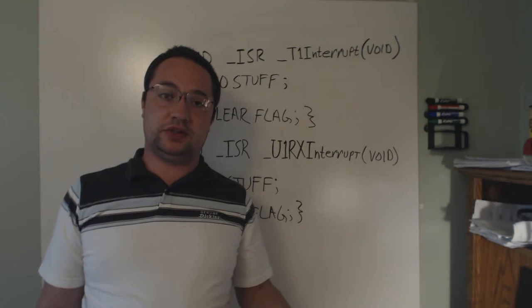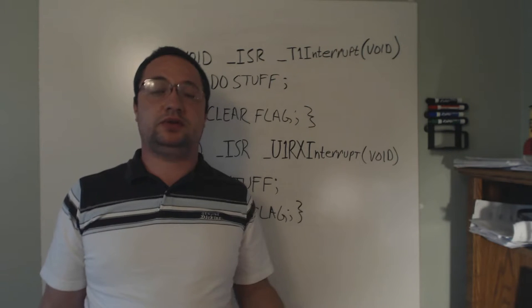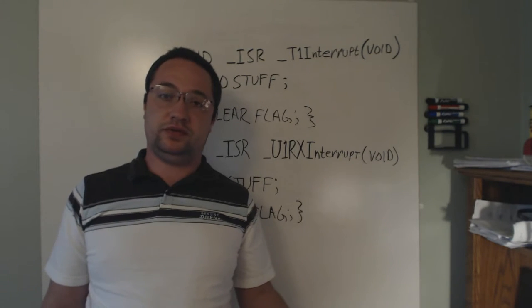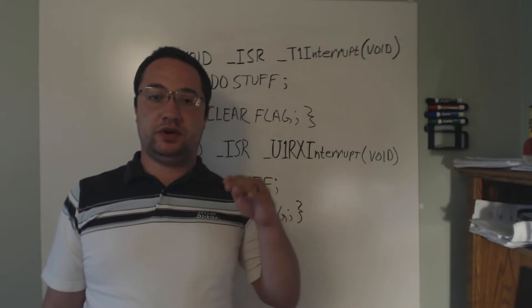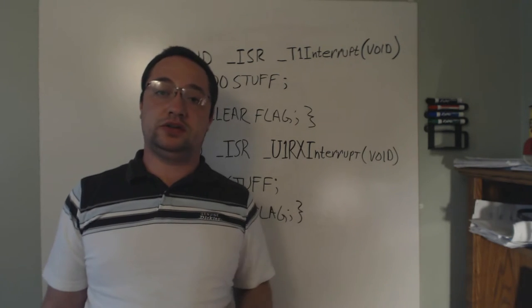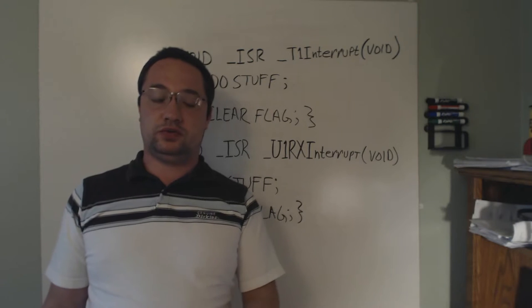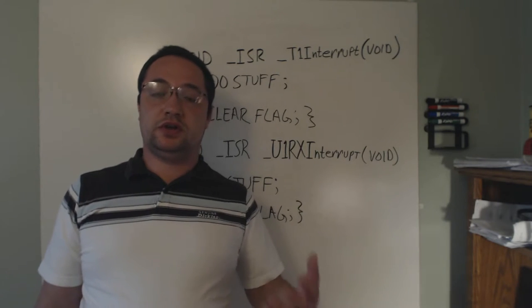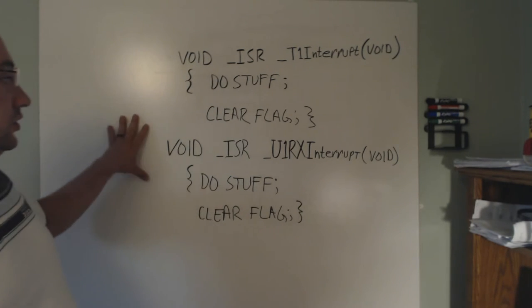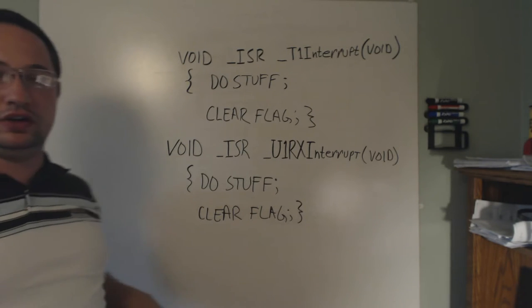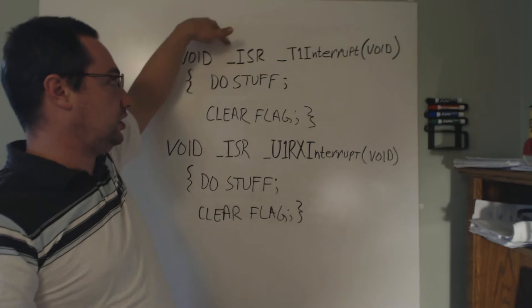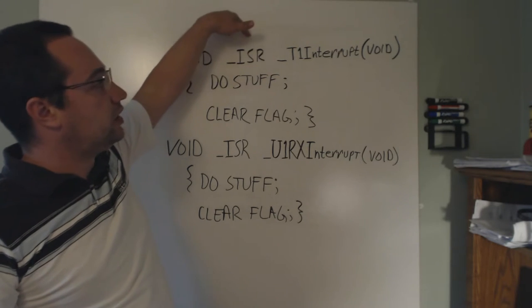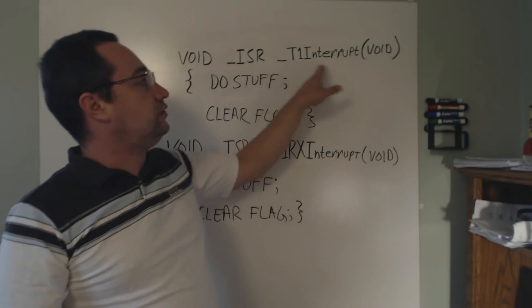As I mentioned previously, the 16-bit PICs support multi-vector interrupts, meaning that there is a separate vector, a separate interrupt service routine, or ISR, that you can call for each one of your interrupts. So how does that look? It looks something like this. I just did two functions. So void, and this is the shorthand for that attribute interrupt, yada, yada, yada, and then the function name.